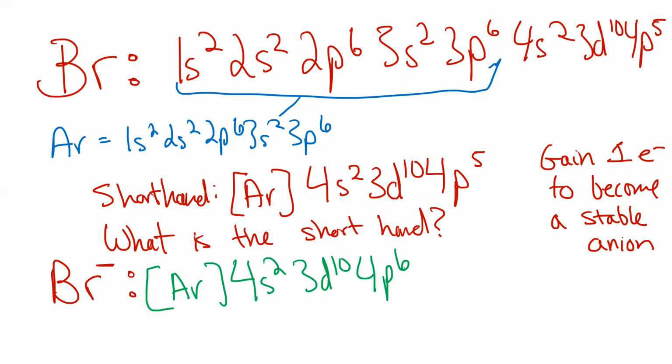There is an even shorter shorthand. No, if we're going to use argon, we'd have to use these. So if we're using argon, it's going to be these. That is true. If you gain an electron, you're sitting at bromine and you gain an electron, what does your structure suddenly look like? It is krypton.